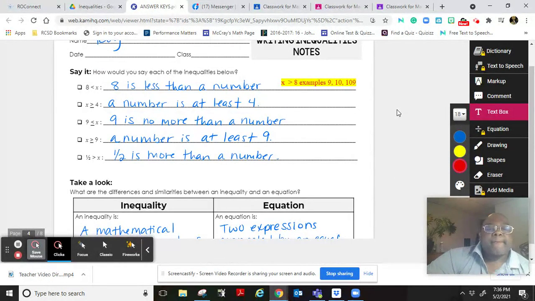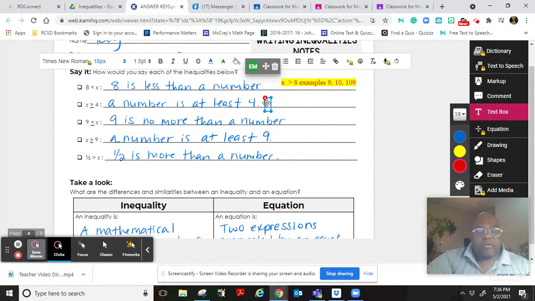Okay. Let's take a look at the next example. X is greater than or equal to 4. X is greater than or equal to... I don't know how to do the shortcut on this. Of 4. So what are my examples?